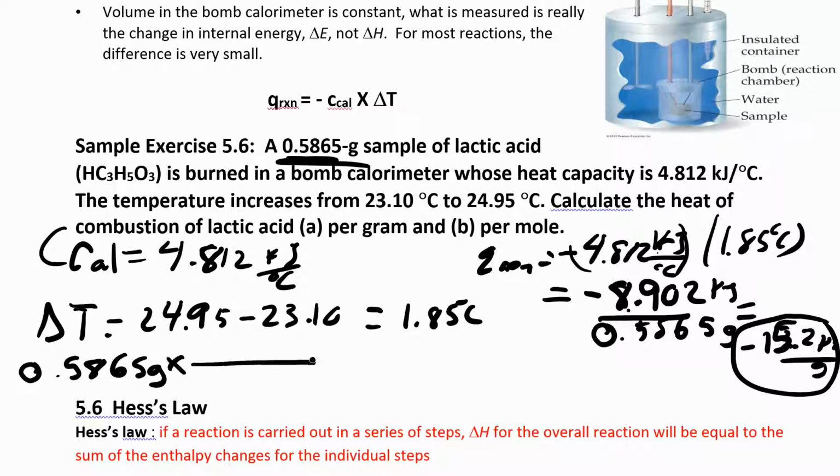You have to find the molar mass of the lactic acid. Remember how to do that? You have six hydrogens, three oxygens, three carbons. When you add all that up, it's about 90 grams per mole. And then from the grams, you get your moles. You have 0.006517 moles.